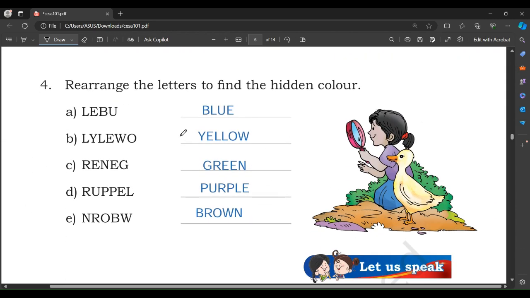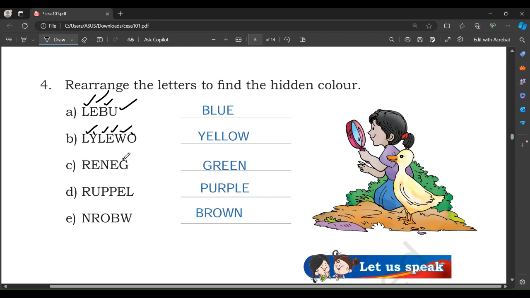Now the fourth exercise. Rearrange the letters to find the hidden colors. Which word will you get by rearranging these letters? Yes, B, L, U, E. We got the color blue. Here, Y, E, L, L, O, W. You'll get the color yellow.